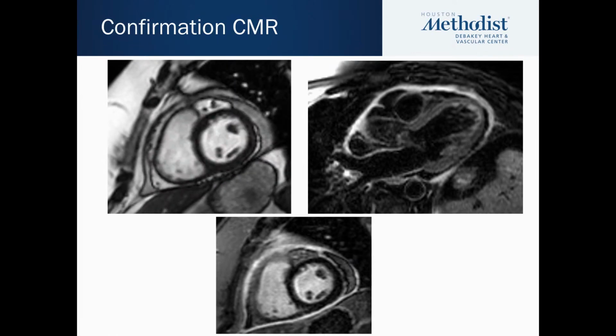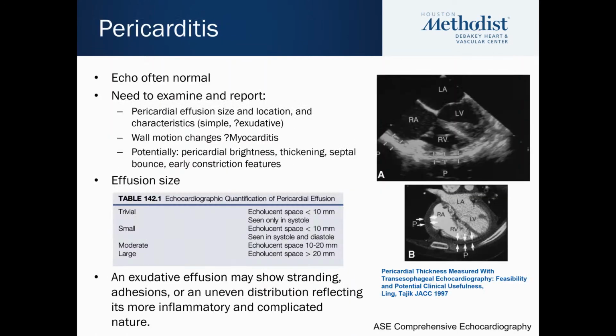Dr. Nabi is going to go into this in a lot more detail. The message that I have for you from the echo standpoint is that the echo is often normal, but you have to look for pericardial effusions. You have to describe the size and the location, try to comment on whether it looks like a pure simple effusion or whether it's potentially exudative, where you see fibrous content within the effusion. Look for wall motion changes or changes on strain that can signify any myocardial involvement. And potentially you could comment on pericardial brightness and thickening on the echo.